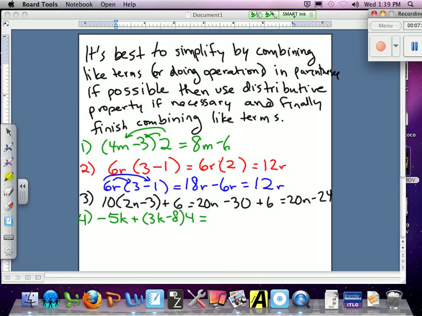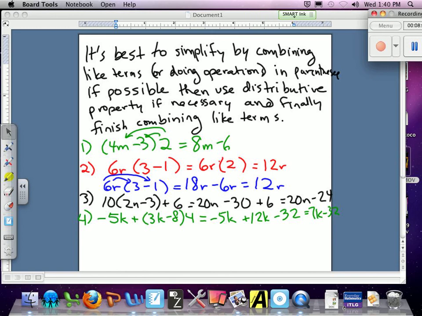Yes, ma'am. Minus 5k. Negative 5k, it's hard to break the habit. Plus 12k minus 32. So distribute that 4 into the parentheses first. You have to deal with the parentheses before you get to combining like terms overall. That's the big key here. And then what do we get as our simplified expression for number 4? Yes? 7k minus 32. It went off the page, but it really is there.